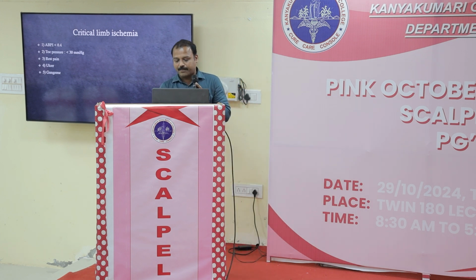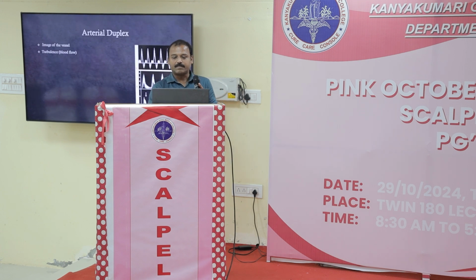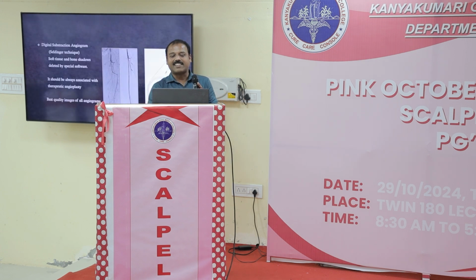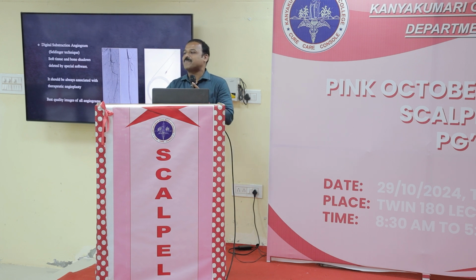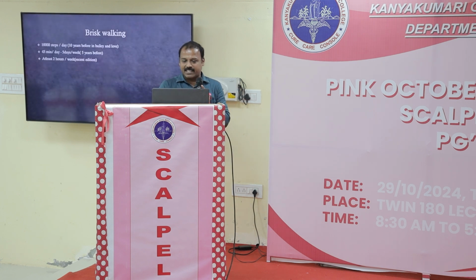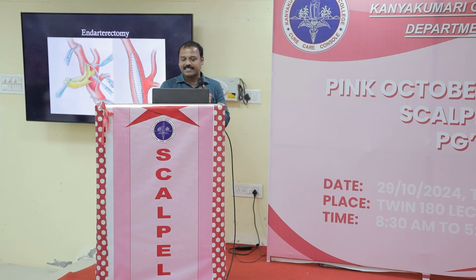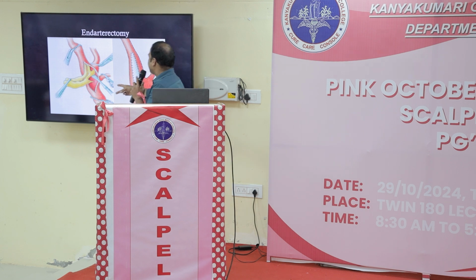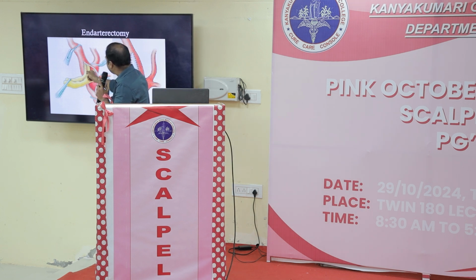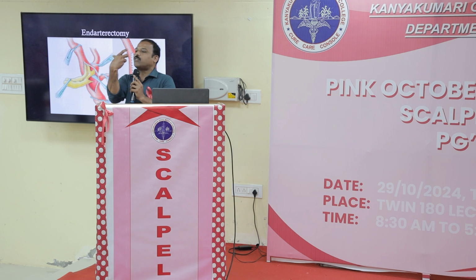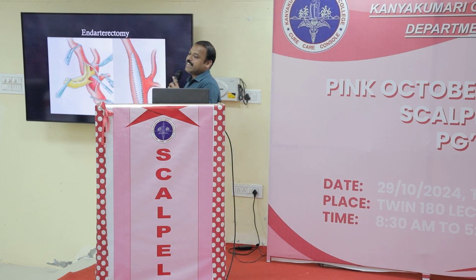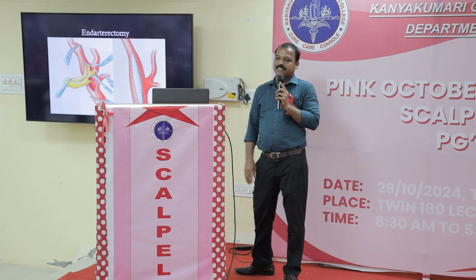I will show one picture for endarterectomy. What I thought when I studied MBBS, endarterectomy means cutting the vessel and rejoining. That was my understanding when I was a medical student. But actually, this is endarterectomy. You put the clamp proximally and distally and remove only the plaque. The plaque occludes the lumen. You remove the plaque and suture with a vein patch or PTFE patch.